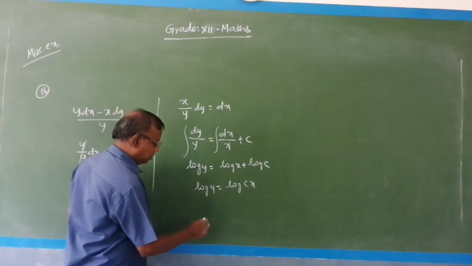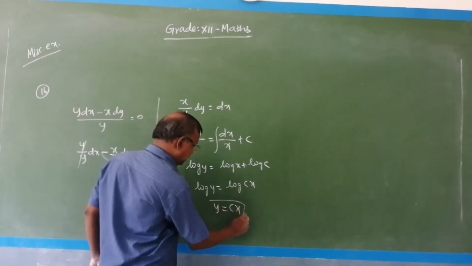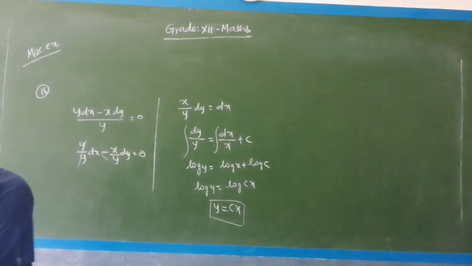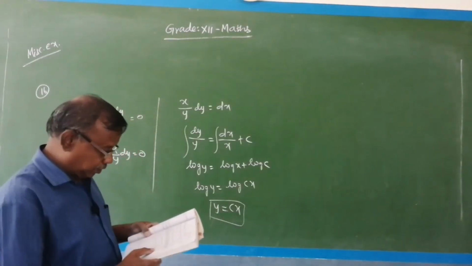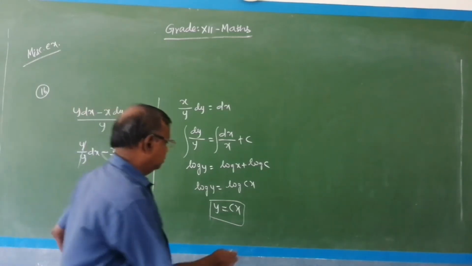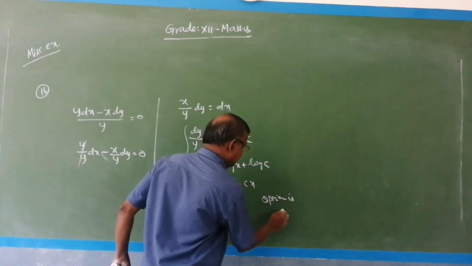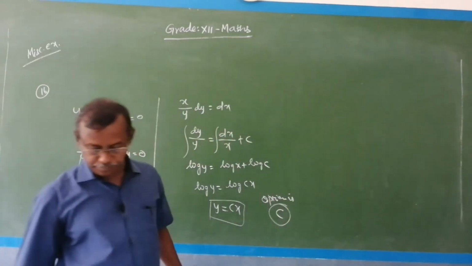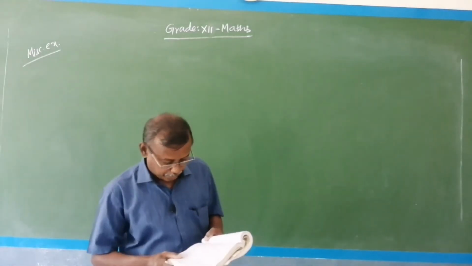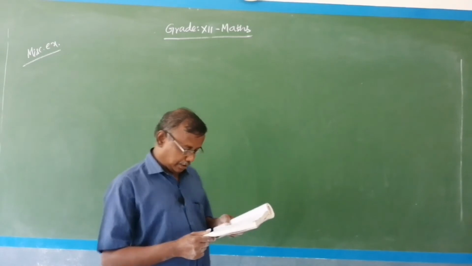So, taking anti-log on both sides, y equal to cx. So, this is the required general solution for this differential equation. The option is C. Next, question number 17 is a deleted portion. So, let us straightaway go to question number 18.